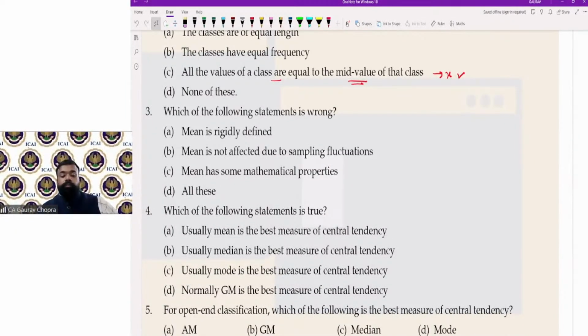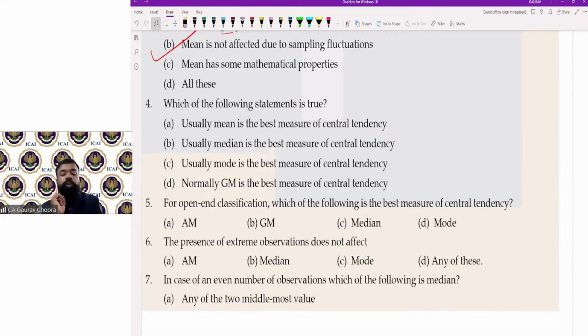Then next one, which of the following statement is wrong? Mean is rigidly defined. This statement is correct, but we have to find incorrect one. Mean is not affected due to sampling fluctuation, but mean gets affected. So option number B will be correct. That means it is the false statement. Fourth one, which of the following statement is true? Usually mean is the best measure of central tendency. So A option is correct.